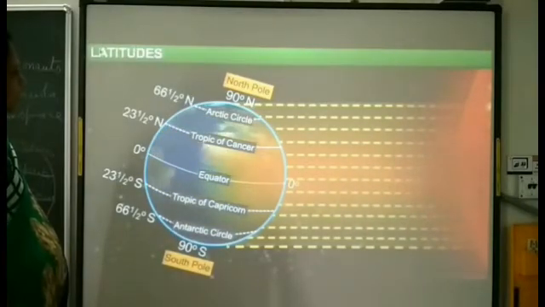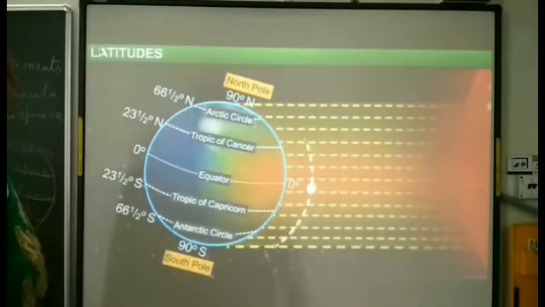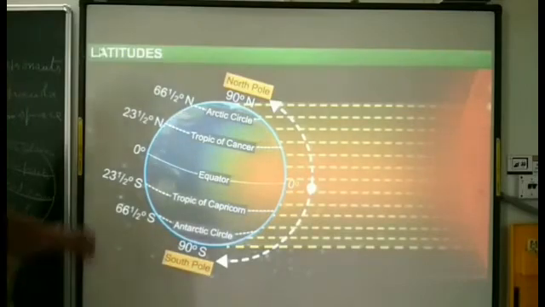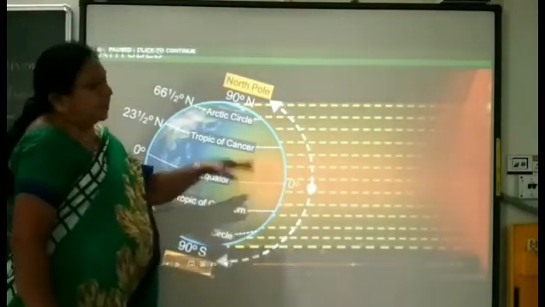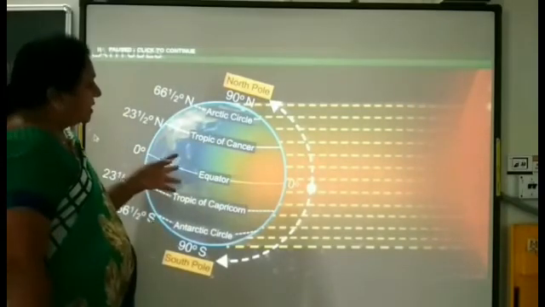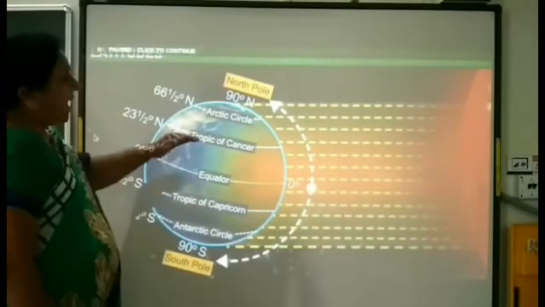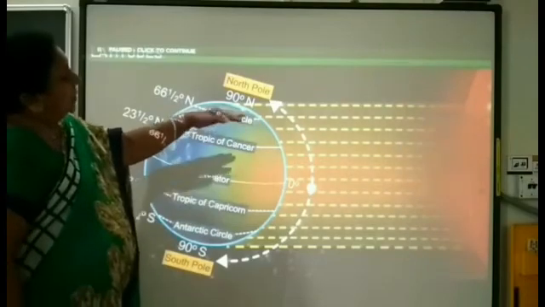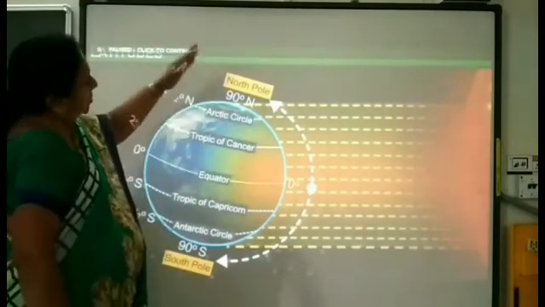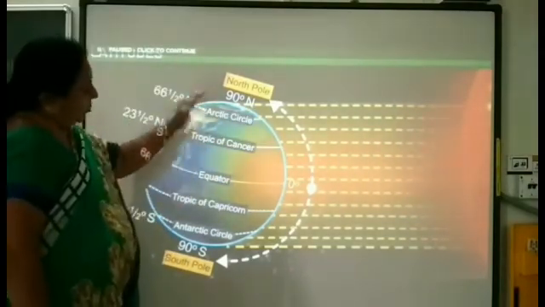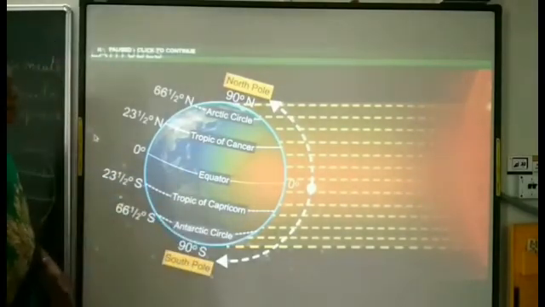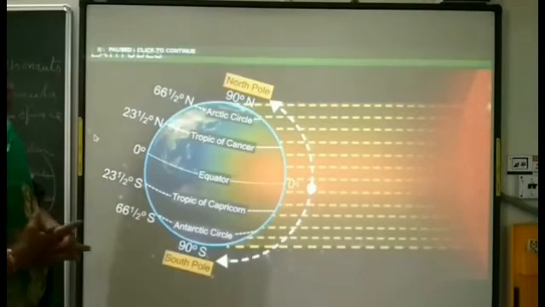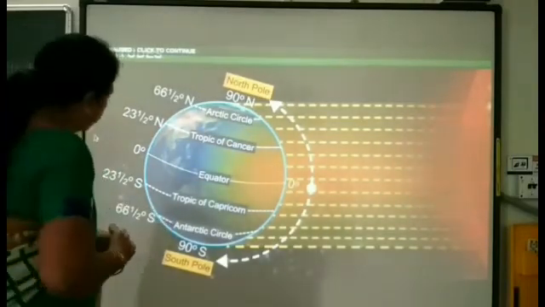The intensity of the sun's rays goes on decreasing as we move towards the poles. So, where the sun's rays fall directly on the equator, places are very hot. But as the sun's rays decrease, as we go further towards the Arctic Circle, Tropic of Cancer, and down here Tropic of Capricorn and Antarctic Circle, it is neither too hot nor too cold.